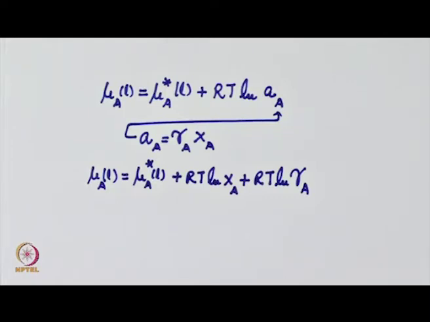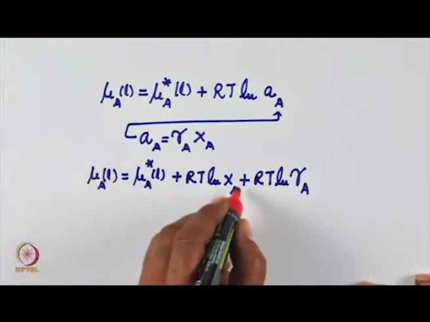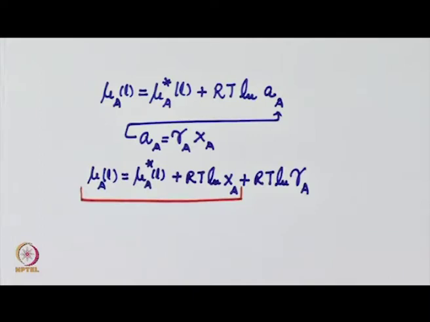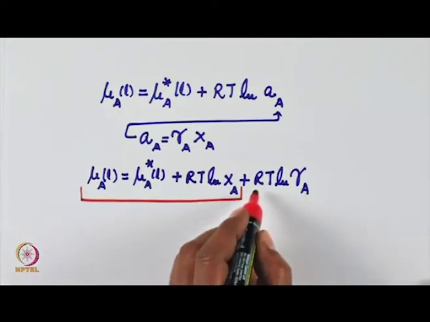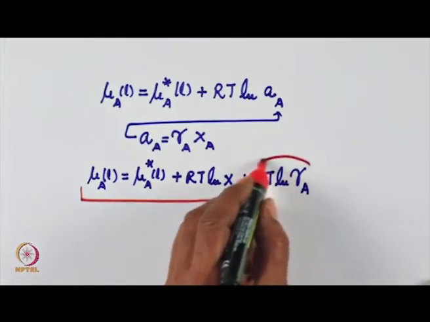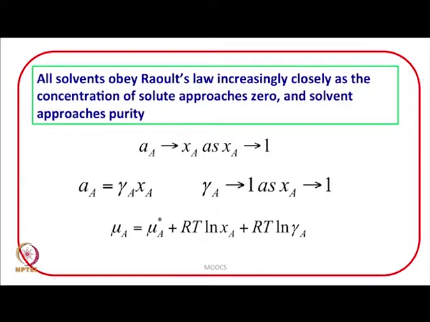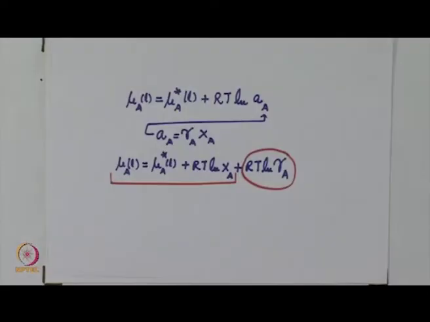When I substitute this over here, it is worth noticing that this part is the same as that for an ideal solution. So the deviations from ideality are captured in this RT log gamma A term. That means gamma has information on the deviations from ideality. So this is how you write the chemical potential for a solvent: the chemical potential of the pure solvent plus RT log XA plus RT log gamma A.